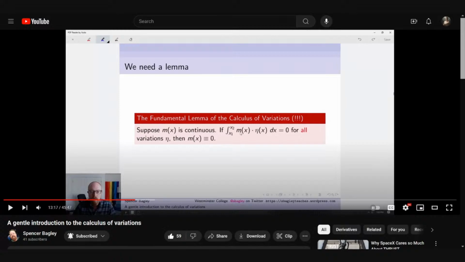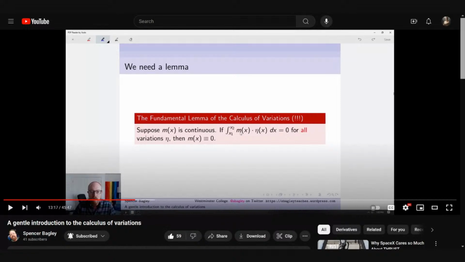Suppose m of x is continuous. If the definite integral of m of x times eta of x dx equals 0 for all variations of eta, then m of x must be 0. Again, suppose m of x is continuous. If this definite integral, where we have m of x times eta of x dx, equals 0 for all variations, this is the fundamental lemma of calculus of variations.